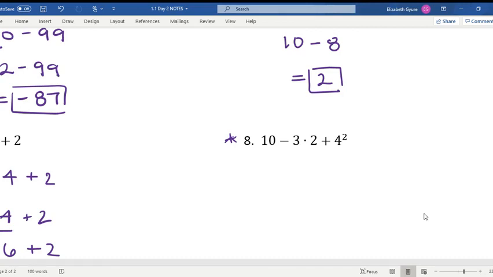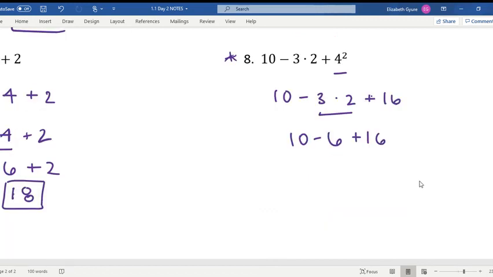Where do we start? Yeah, 4 times 4, right? 4 squared is 16. So we have 10 minus 3 times 2 plus 16. Good, then what? Yep, 3 times 2 is 6. So that's 10 minus 6 plus 16. Go from left to right. 10 minus 6 is 4. Plus 16 equals 20. Good. Any questions about any of those?